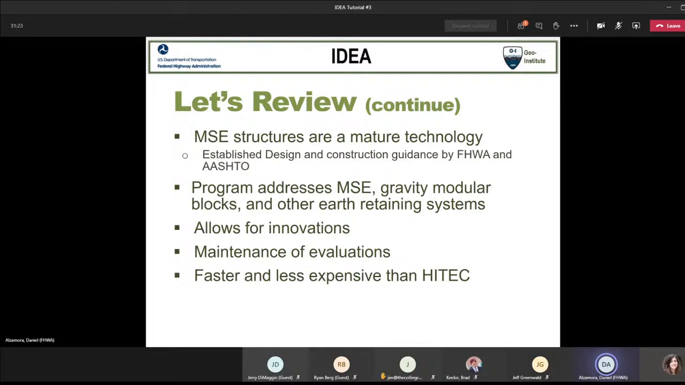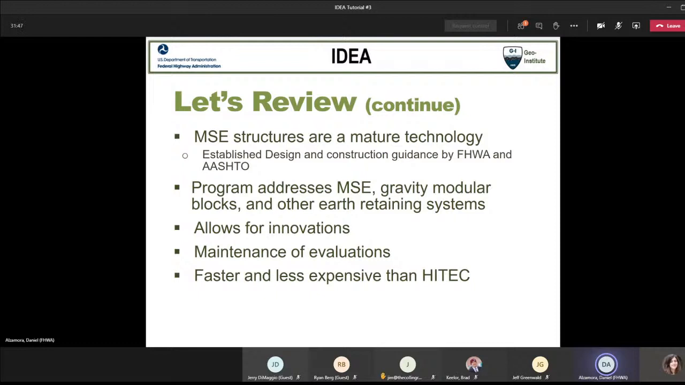The program addresses MSE walls, gravity modular blocks, and other earth-retaining systems. IDEA is set up to possibly in the future look at other types of systems, but in the current practice or program, we're looking at these particular items.